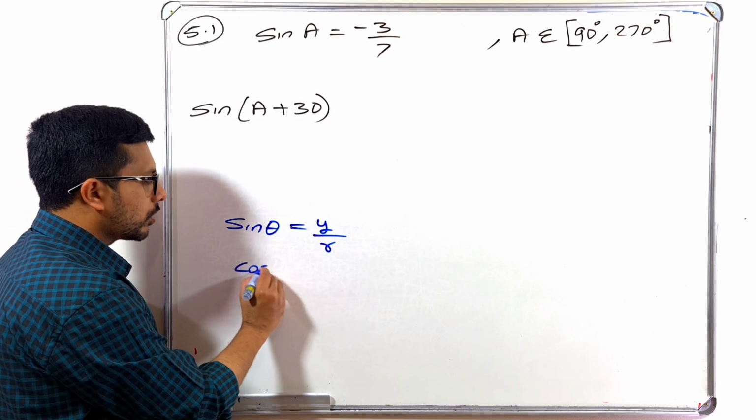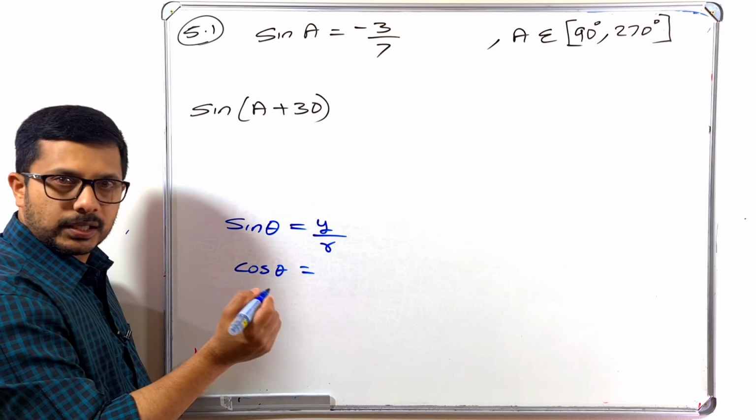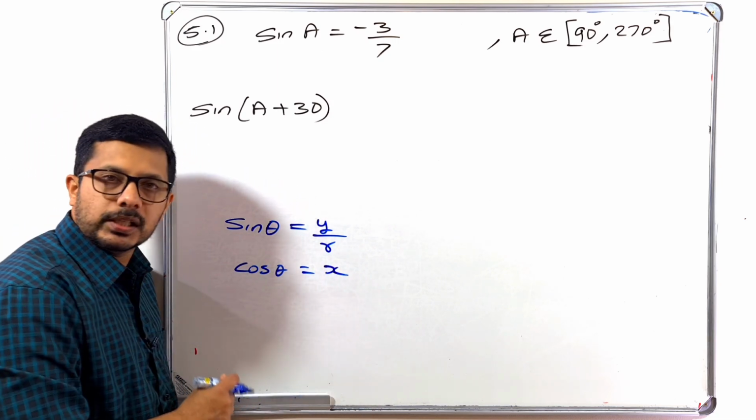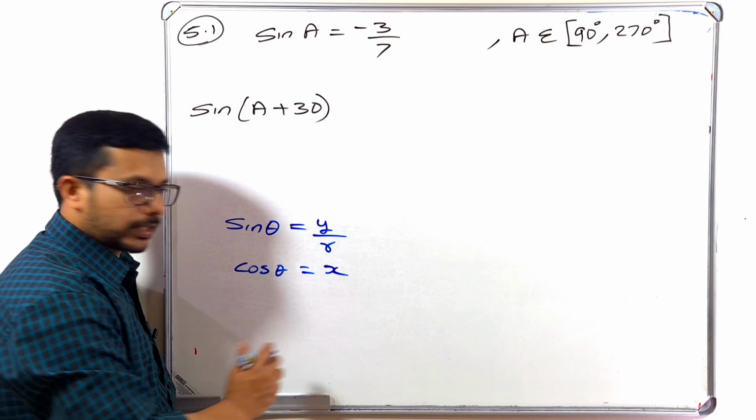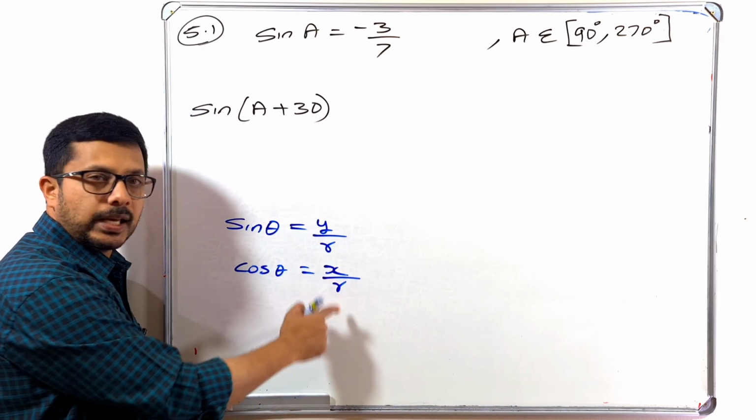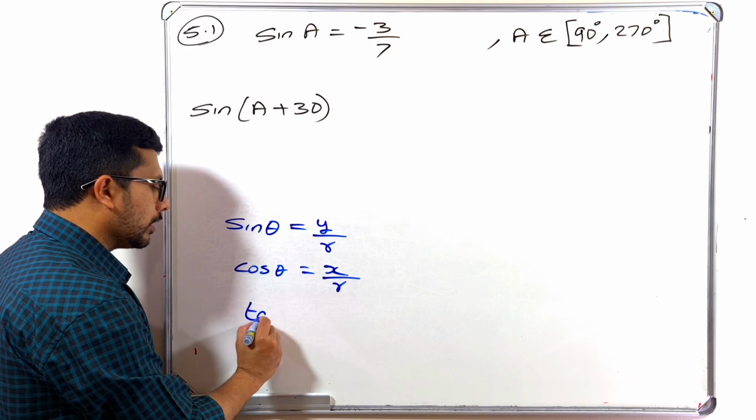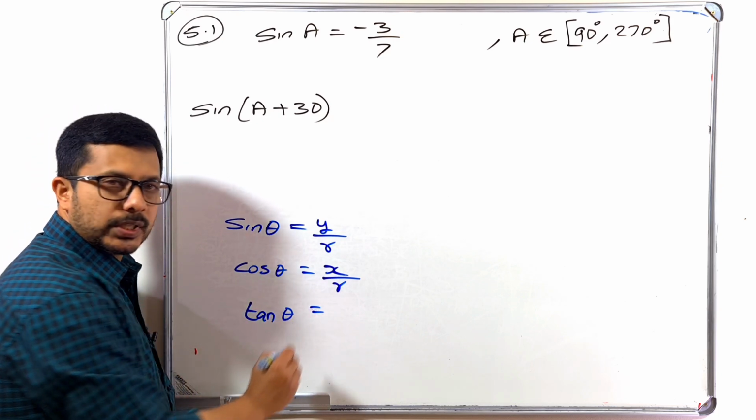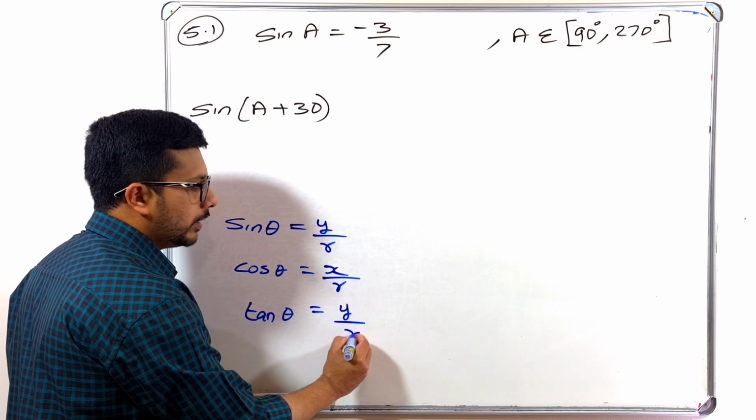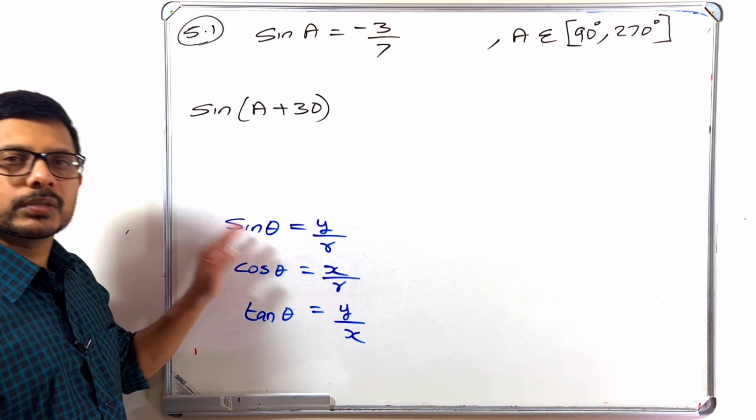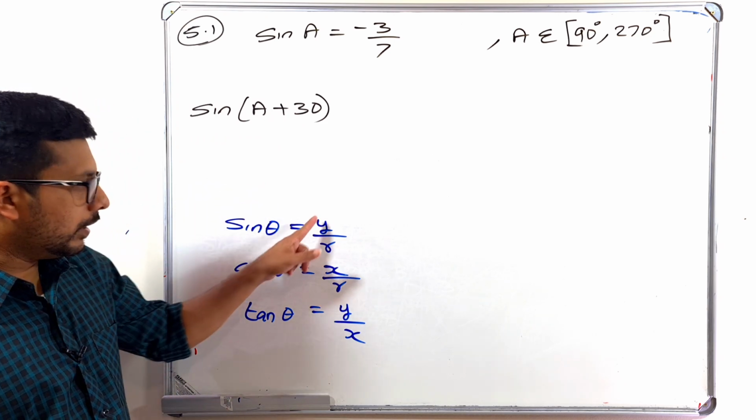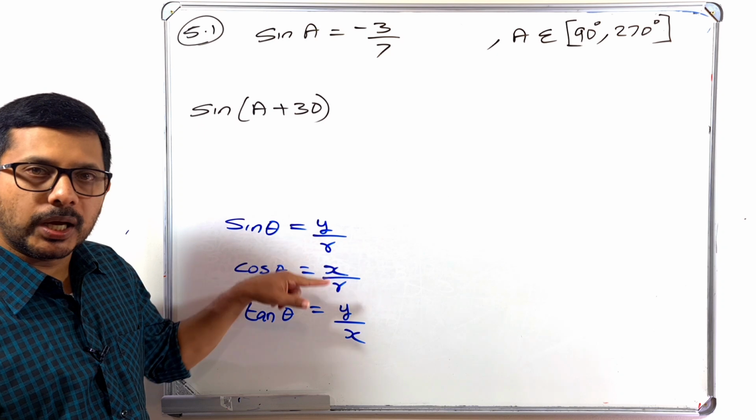What is the definition of cos theta? Adjacent side by hypotenuse. The adjacent side we represent with x, and hypotenuse with r. So cos theta is x over r. Similarly, what is tan theta? Opposite side, which we represent with y, divided by adjacent side. If you can remember this, this type of question we can easily do. So sine theta is y over r, opposite side by hypotenuse.